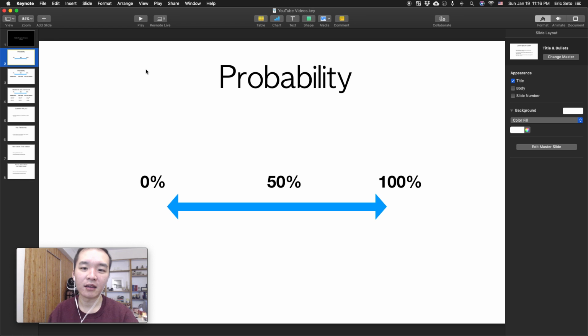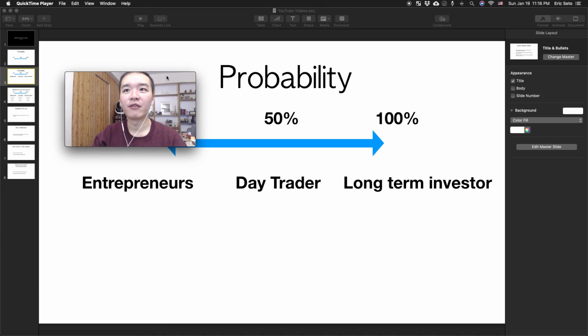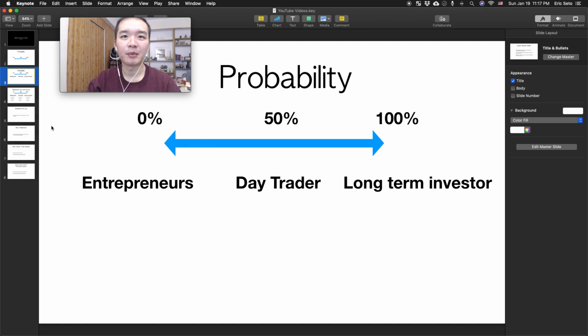Now earlier in the previous episode, I talked about probability and I showed you this scale. And I asked you, on this scale, where you are sitting right now: entrepreneur, day trader, long-term investor. Depending on who you are, your investing strategy is going to be different. Now, what I forgot to mention is a very crucial factor: when you're looking at probability, you can't look at probability alone. You actually need to look at the risk and the reward and how much you can get out of it based on the probability.